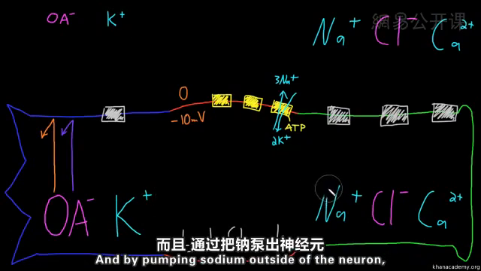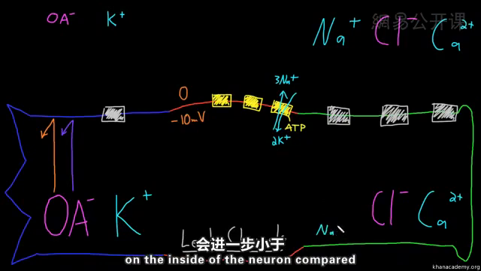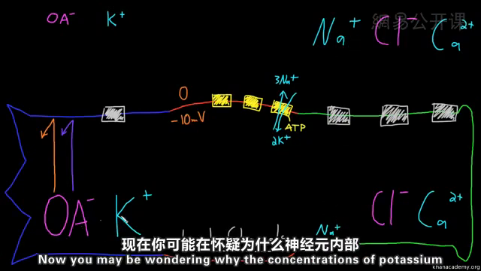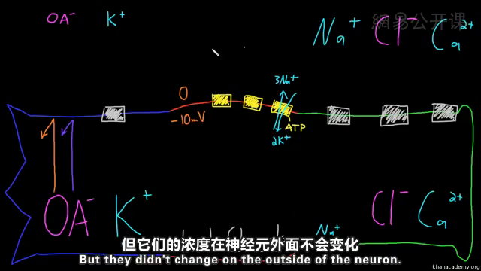And by pumping sodium outside of the neuron, we're now going to have a much smaller concentration of sodium on the inside of the neuron compared to the concentration of sodium on the outside of the neuron. Now you may be wondering why the concentrations of potassium and sodium changed inside the neuron, but they didn't change on the outside of the neuron.